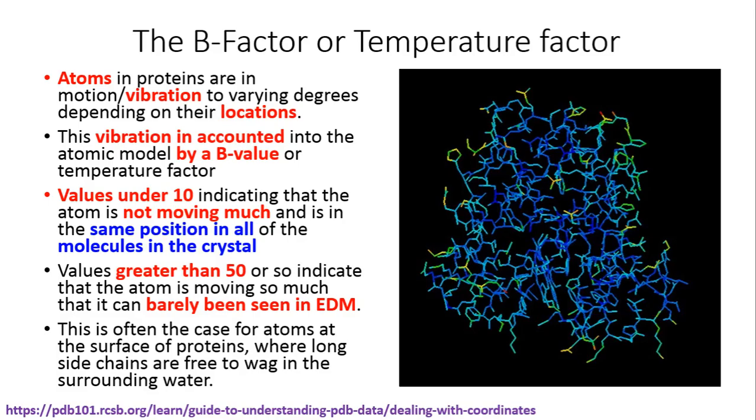Okay, so this is often the case for atoms. The atoms which have a B factor higher than 50 are usually the atoms that are present on the surface of the protein. Okay, and usually these are the side chains of amino acid residues that are longer in length. Say, for example, the arginine group or the lysine group, where the side chains can wag in the surrounding water. Okay, they can move in the surrounding water. Such side chains have higher B factor.